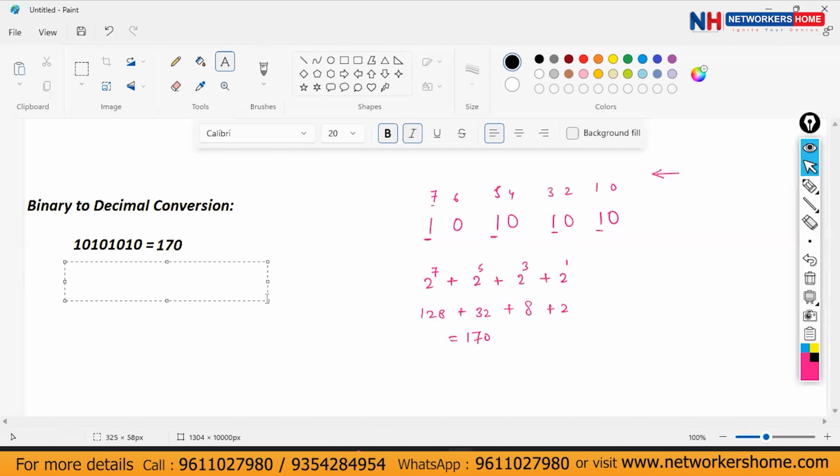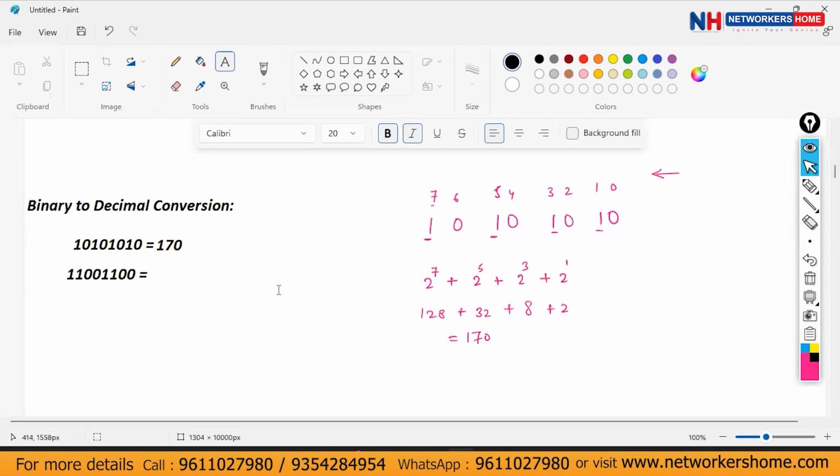Okay. Let's take one more example. 11001100. This is the binary. We need to calculate the decimal. How are you going to calculate? We just need to write the number, 11001100. Write the place values from right to left: 0, 1, 2, 3, 4, 5, 6, and 7. Then anywhere we see a 1, write that particular place value in the power of 2. So it will be 2 raised to power 7 plus 2 raised to power 6, then 2 raised to power 3 and 2 raised to power 2. If you calculate the value, this is 128, 64, 8, and 2.